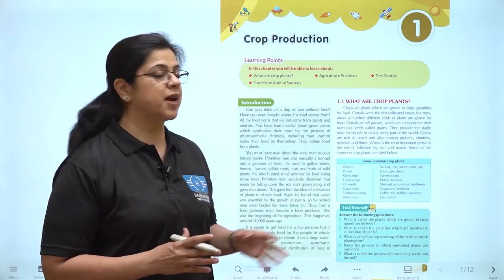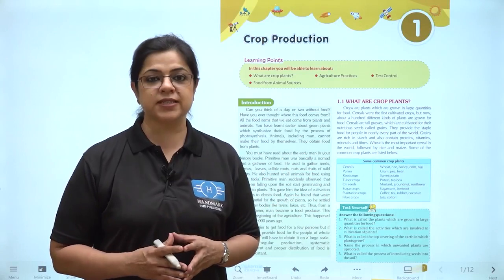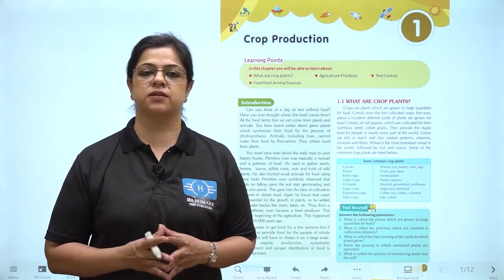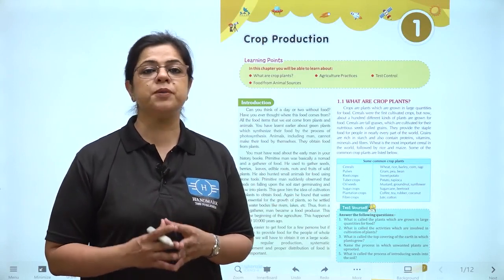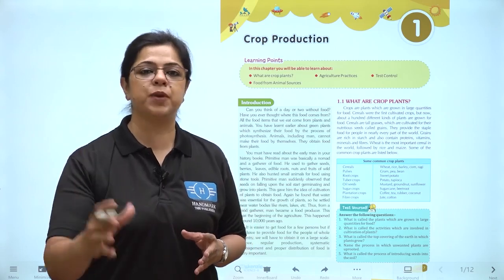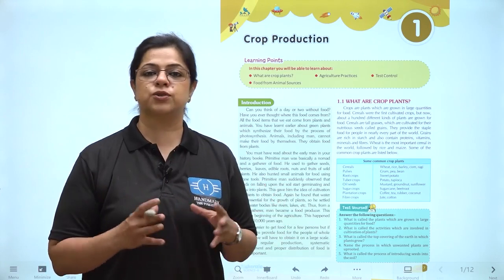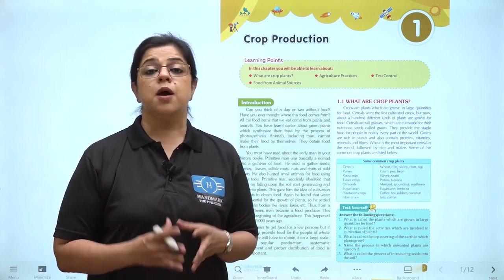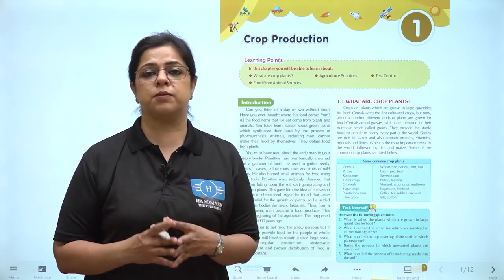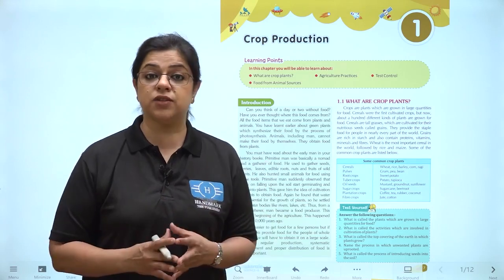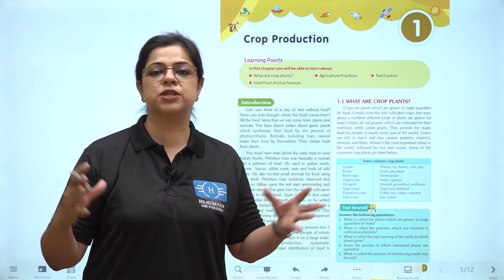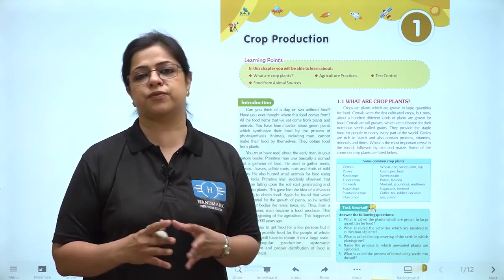Before we get into the chapter, let us recall a few things that we have studied over the last few years. We have learned that human beings and animals depend on plants for food. We have learned that plants prepare their own food using the process of photosynthesis. But when it comes to so many human beings, when it comes to an entire country, how do we produce that much amount of plants to feed all of them?